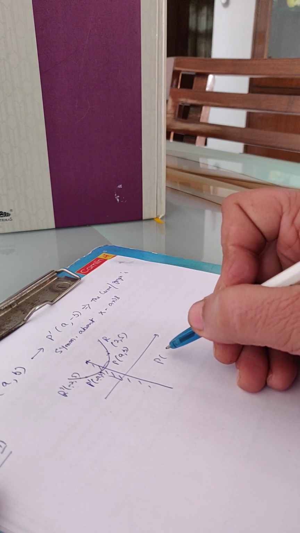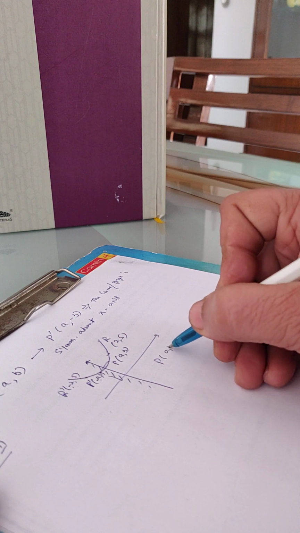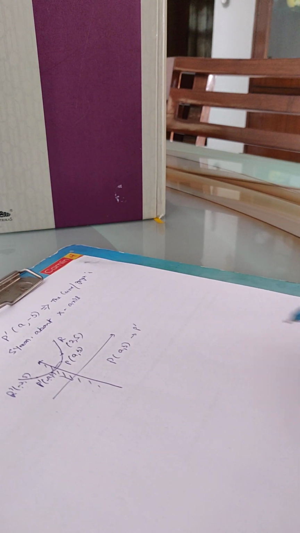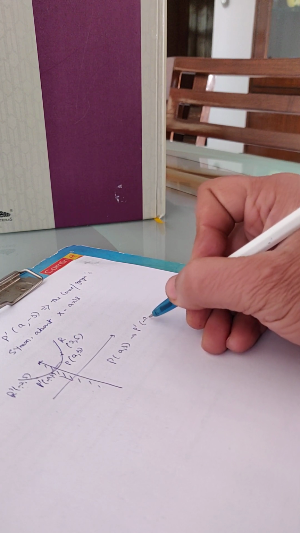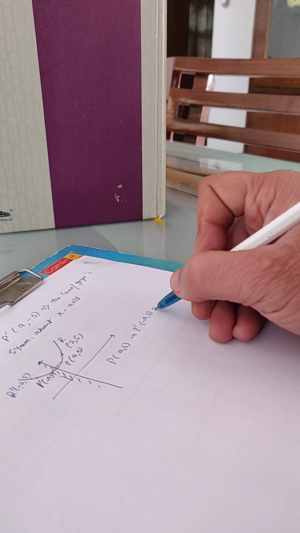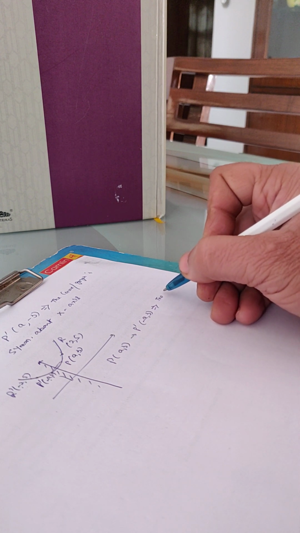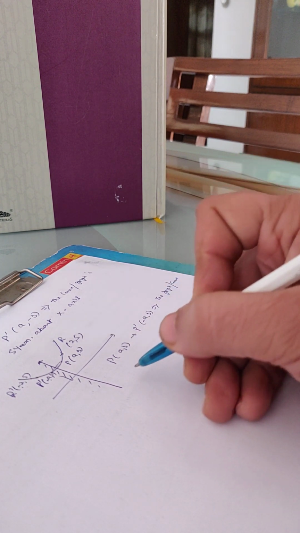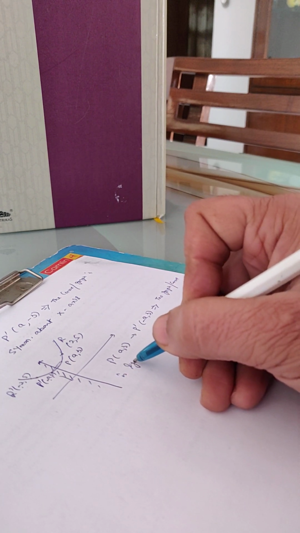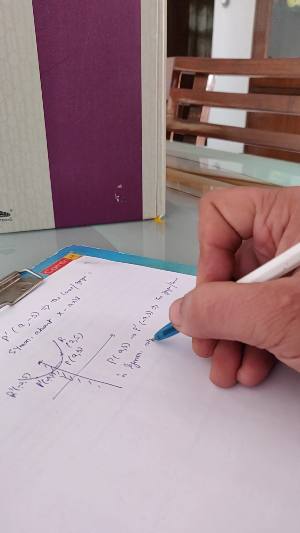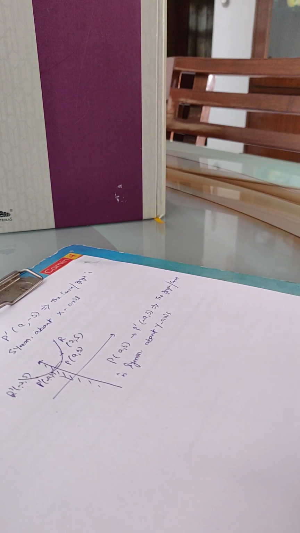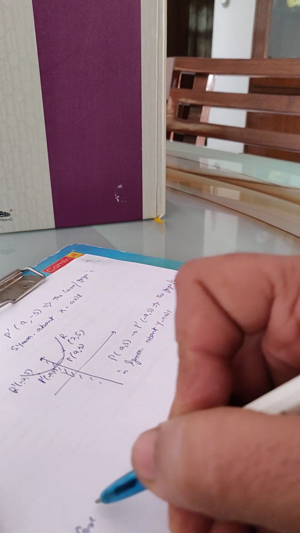If P of (a, b) gives you P dash of (minus a, b), in that case we say the graph or curve is symmetric about the y-axis.